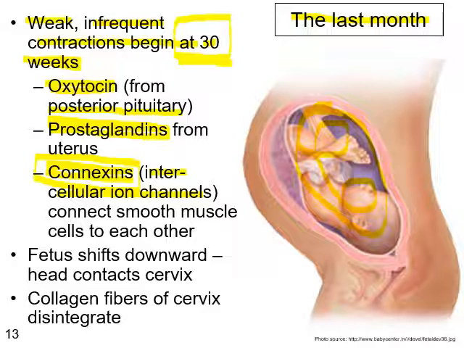But as we get further along in pregnancy, the fetus shifts. Its head makes contact with the cervix. The fetal head makes contact with the cervix, and the cervix is stretched, and the collagen of the cervix begins to disintegrate. So contact of the fetal head and stretching of the cervix is part of the mechanical properties.